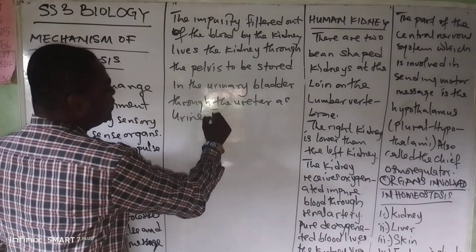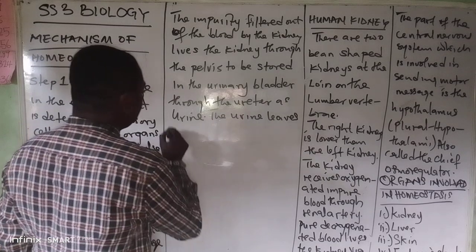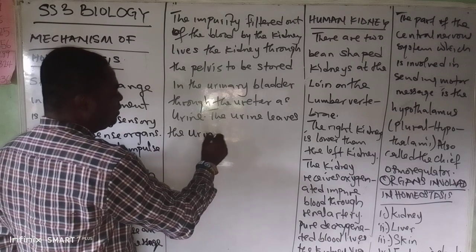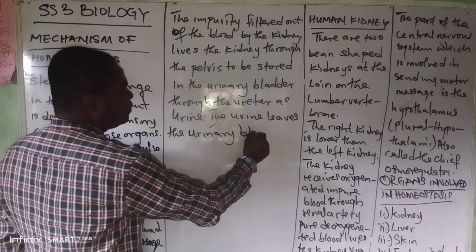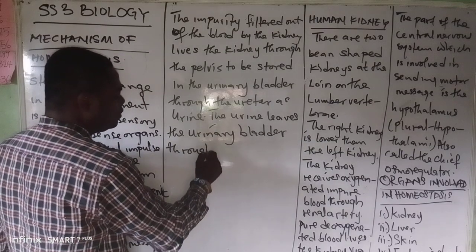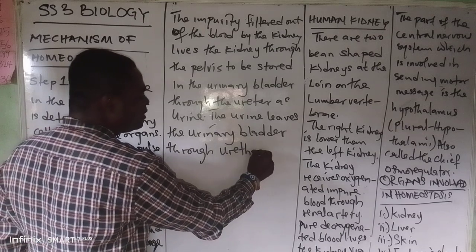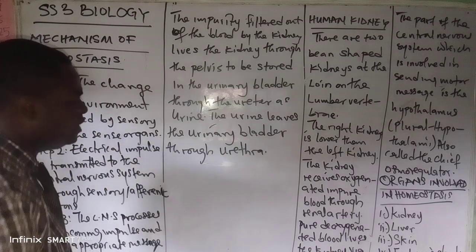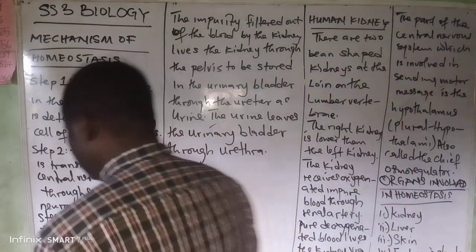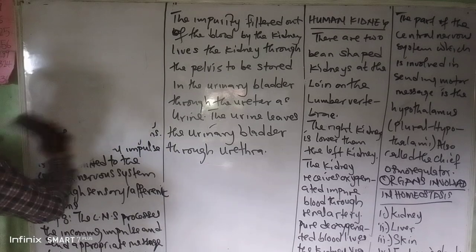Then the urine leaves the urinary bladder through the urethra. The difference between ureter and urethra: that tiny pipe in the private part through which your urine leaves your urinary bladder is the urethra. And let's see what we are talking about here.